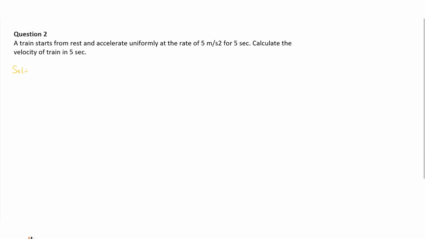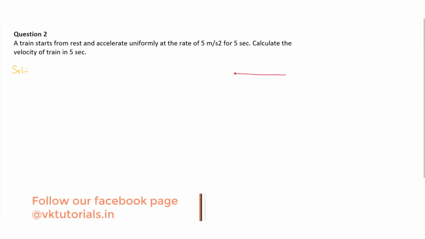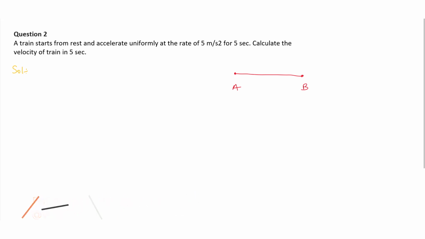So solution here, suppose I consider 2 points where the train has to move from this point to this point. Because it is starting from rest, your initial velocity will be 0 meter per second because there is no motion. Always at rest it will be 0 meter per second. Your final velocity, we don't know. That is what they are asking us to find. To move from this position to this position, it took some time, 5 seconds.